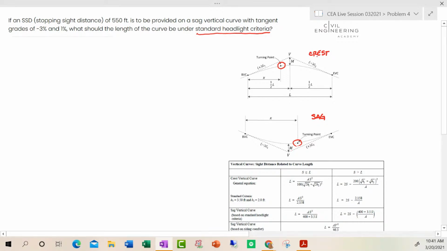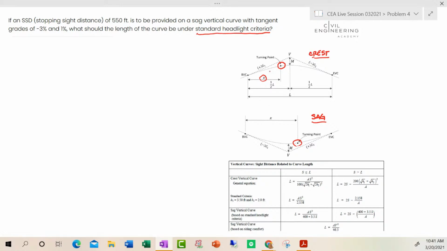All right. So we're just going over, hopefully everybody can see my crest and sag curves here, the terms. M is the middle ordinate, or the distance from the center line of the lane to the vertex. That's something we'll use on a horizontal curve problem on the next one, but we'll talk about that later. And then, of course, G1 and G2 are just the approach grades. L is the length of the curve from BVC to EVC. And X is the distance from BVC to the turning point. So that's just a quick review of the anatomy of the vertical curve.